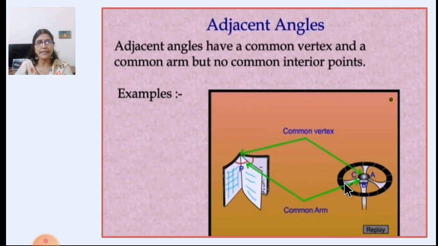In the same way, this is the steering wheel of a car and this is the center point. You can see three angles are formed, lying next to one another, and they have a common arm. These are all common arms to these angles. If you take angle A and angle C, this will become the common arm. So they are adjacent to each other. So they are adjacent angles.